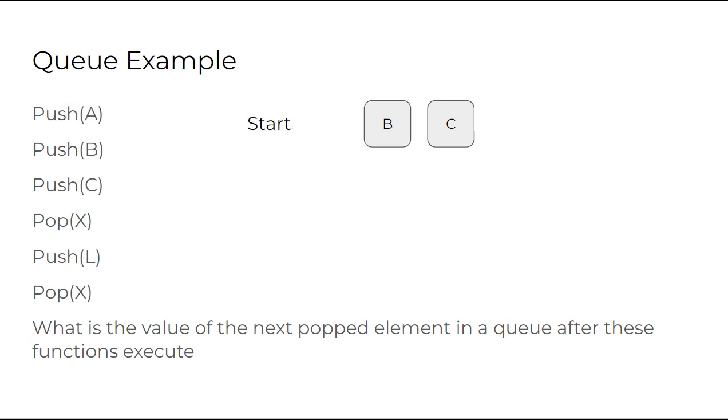So we'll pop A, and then we'll push L. L will be put in the back of the queue. We're not allowing anyone to cut the line here. And then we're going to pop B, because B is the front. So x will equal B.